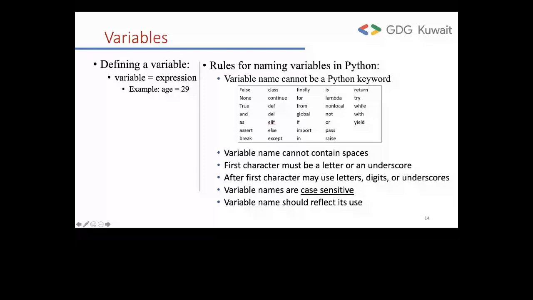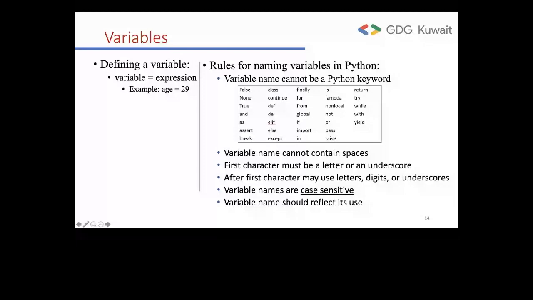We should not, instead of writing age, write False or None or True, and as, import, pass, nonlocal, because these are Python keywords. Python keywords means that the Python language will understand these keywords as being for functions, for doing things, so it will not treat them as a variable name. Okay, a variable name cannot contain spaces, so if you have a complex variable name, you will use an underscore.